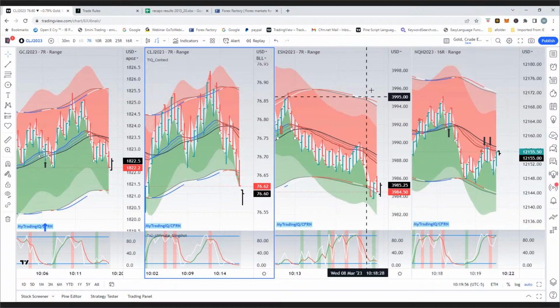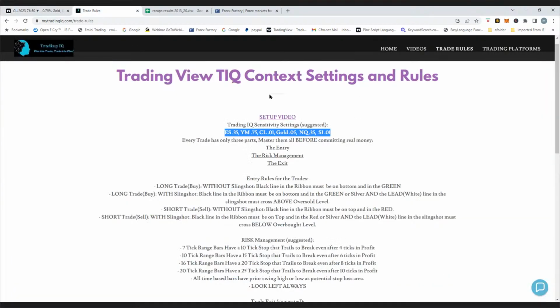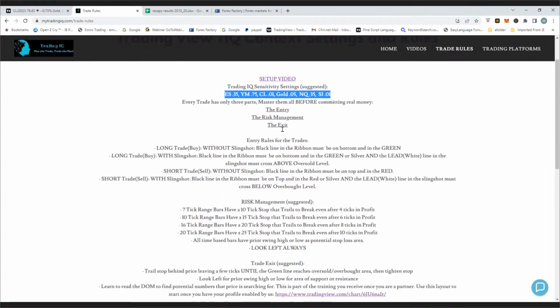So now I can actually show some other stuff in here with the trade rules, guys. If you go to mytradingiq.com trade rules, right here, watch the setup video. I created that last night. It's 11 minutes long and goes into detail about setting up the trades. It doesn't go into detail about the trades themselves, though. There are 3 pieces to every trade: the entry, the risk management, and the exit.